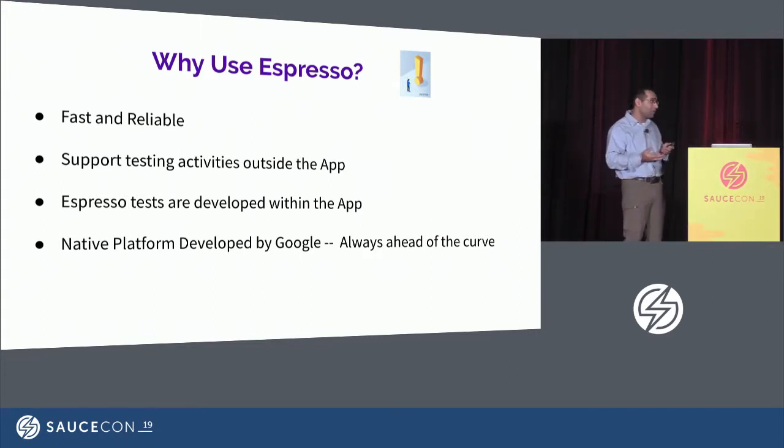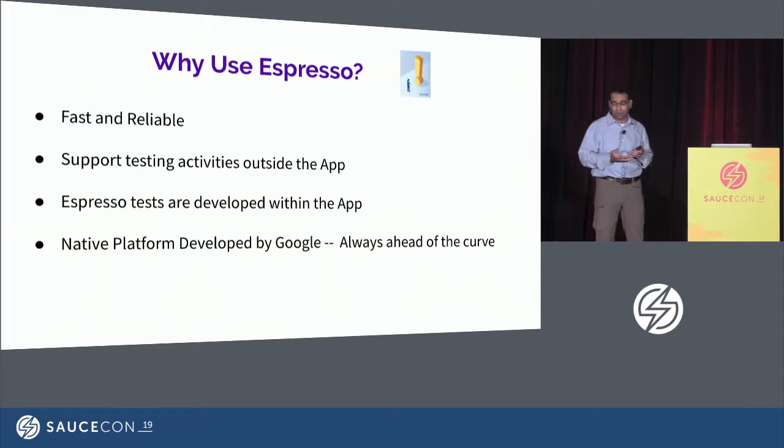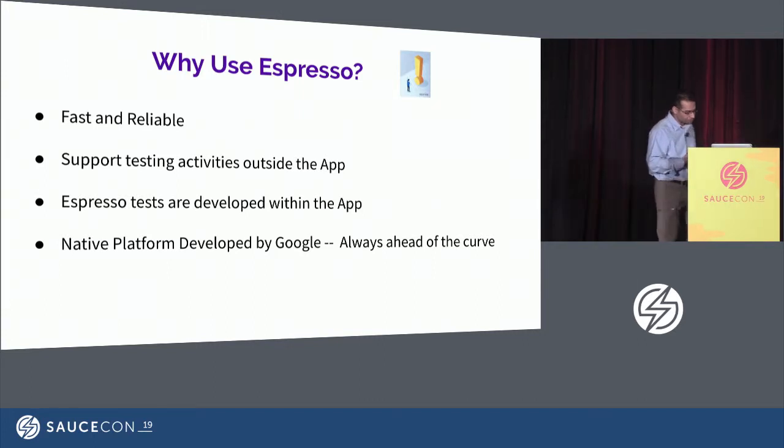And lastly, it's a native platform developed by Google, so they are always ahead of the curve. When Google launches a new feature, support is right away, and when it launches a new device or API version, support is right away. That's also one of the key advantages of using Espresso.